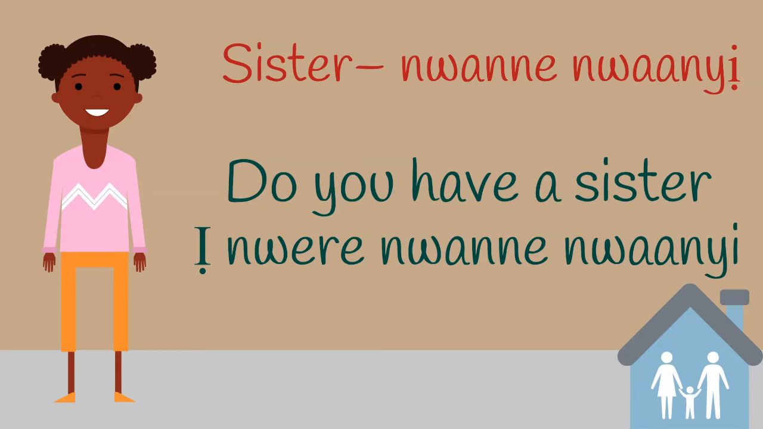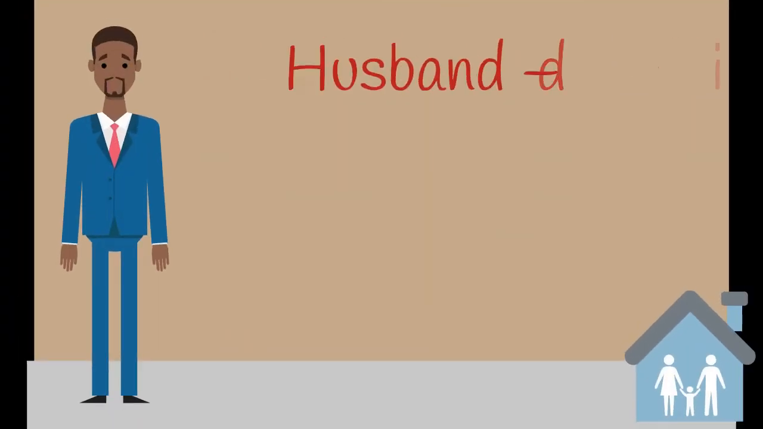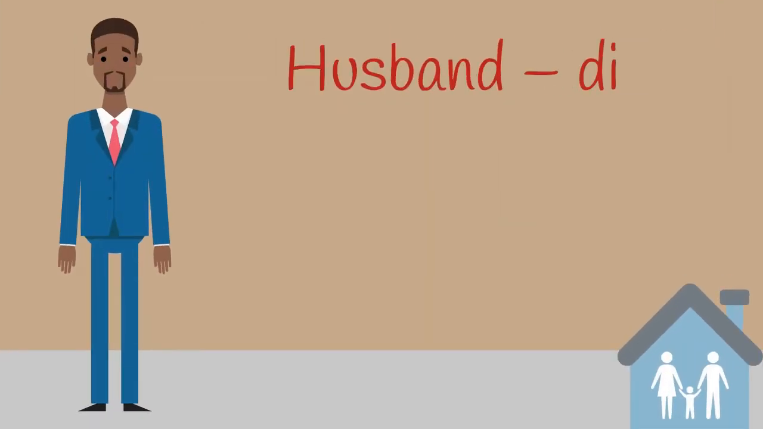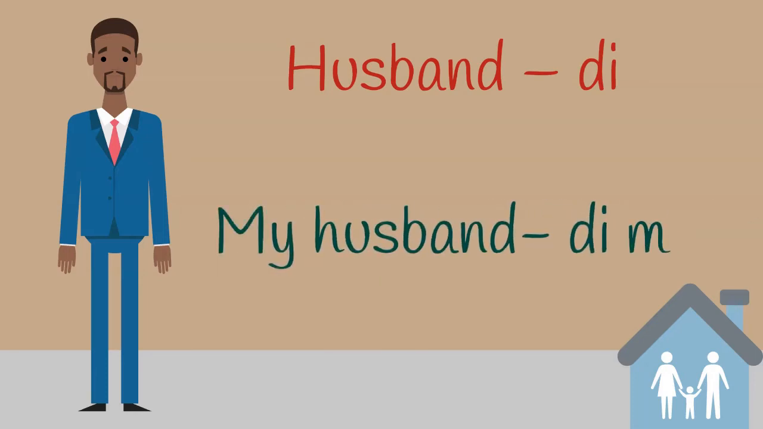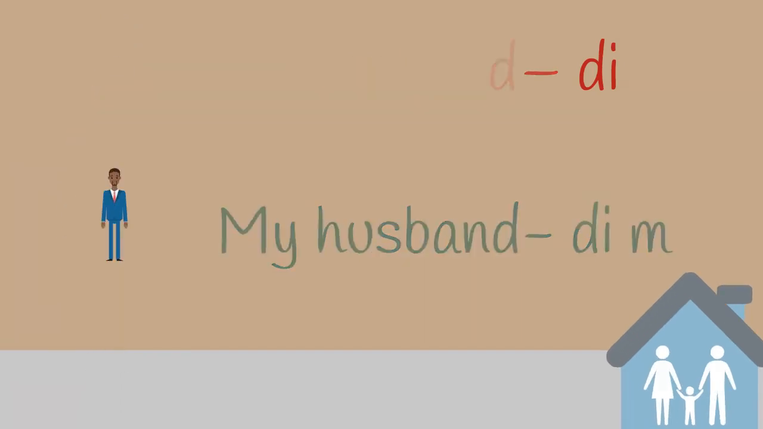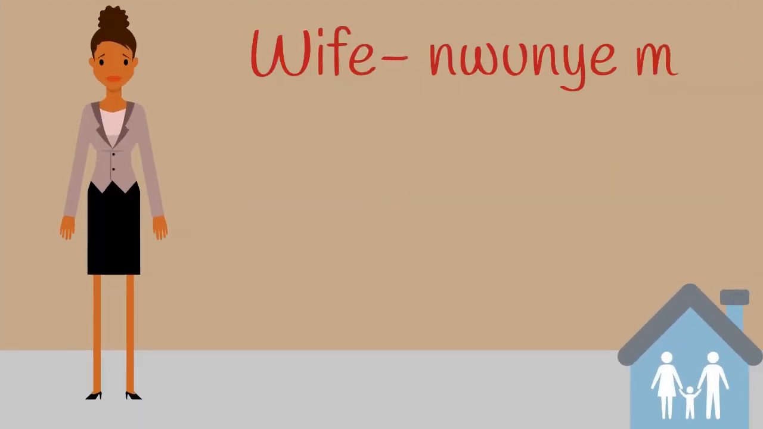Sister is nwanne nwanyị. Husband in Igbo is di. Husband, di. Dim, my husband. My husband, dim. Husband, di.